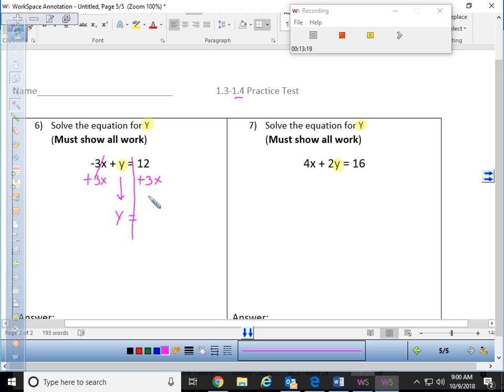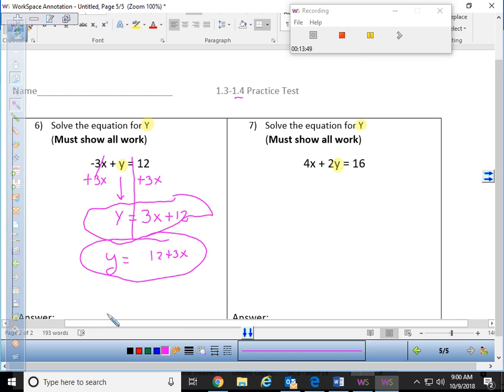Get y by itself. Now, can you take 12 and add 3x? No way, you can't take 12 and add 3x. That's like adding a chicken and a duck. That's a chiduck. That's not right. So what we're going to do is just copy down the 3x that we added to both sides, and then we have the plus 12 that was already there, and that's our answer. That's all we have to do. Now, some of you may have gotten y equals 12 plus 3x, and that is also correct. So either one of these answers would be okay to write on the line.